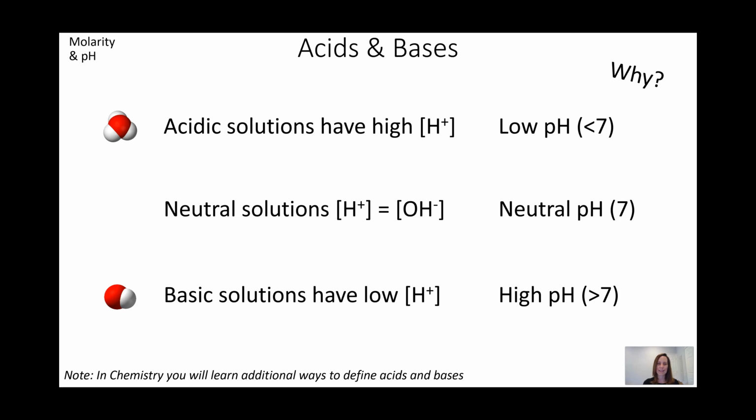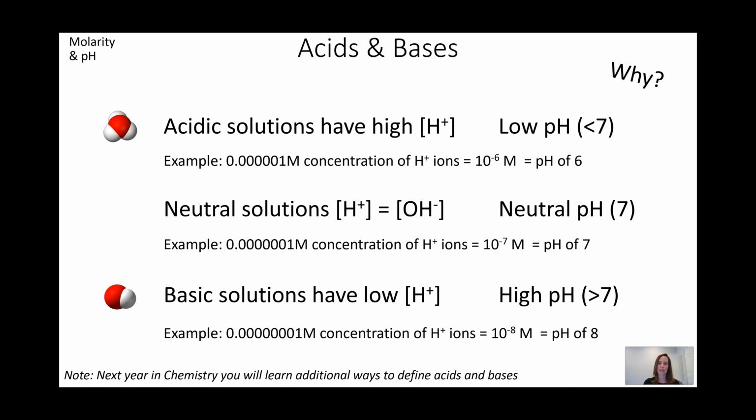So why is it that if there's a high concentration of hydrogen ions, that's a low pH number? And then the opposite. Why is it that basic solutions that have a low amount of hydrogen ions have a high pH number? The reason has to do with how pH is measured. pH is the log of the concentration of hydrogen ions. You don't actually have to make those calculations, but you do need to understand this general concept.